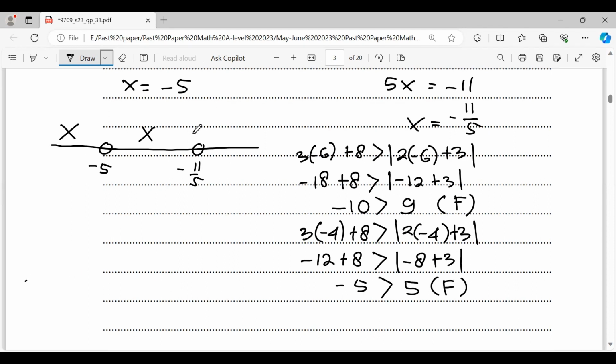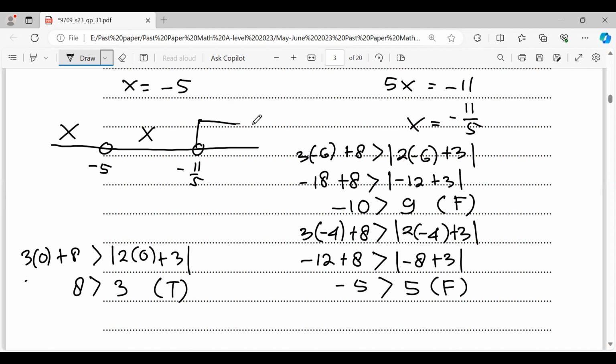For a number greater than negative 11 over 5, we're taking zero. If zero, 3 times zero plus 8 greater than 2 times zero plus 3. It's going to be 8 greater than 3. Correct, true. It means this area is the solution area. What kind of area is this? Area x greater than negative 11 over 5. Yes, this area.